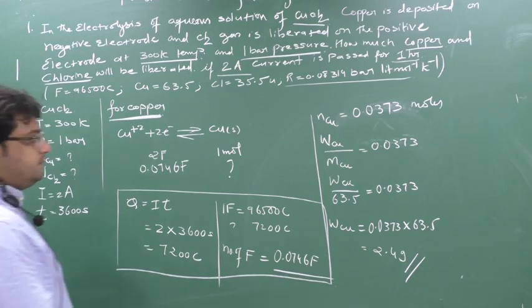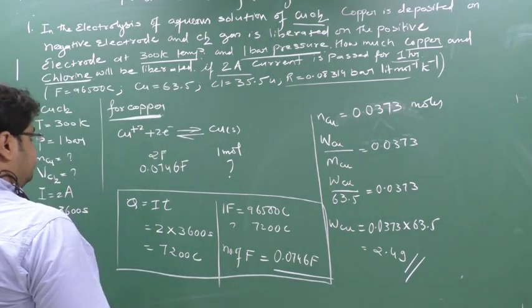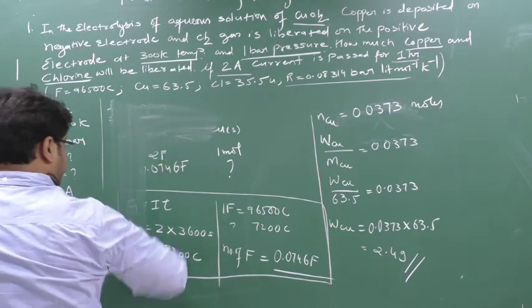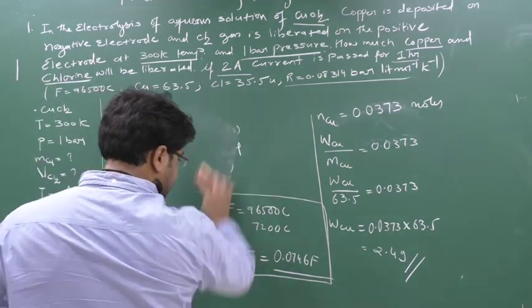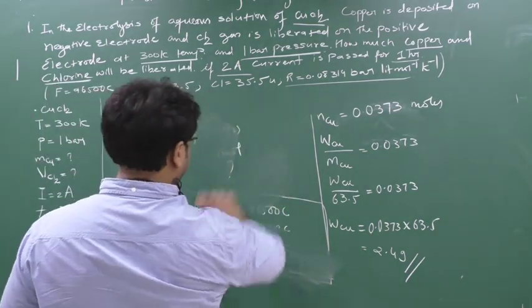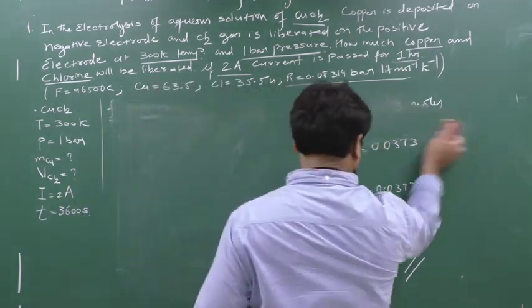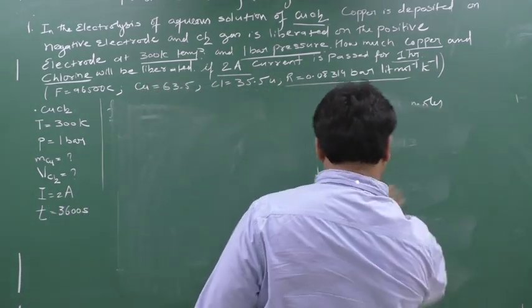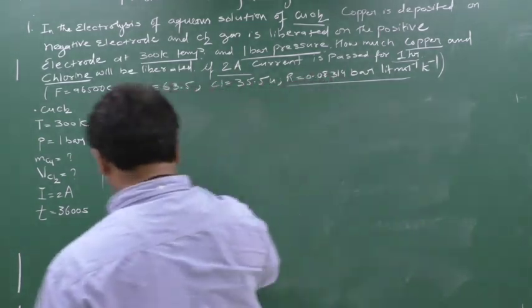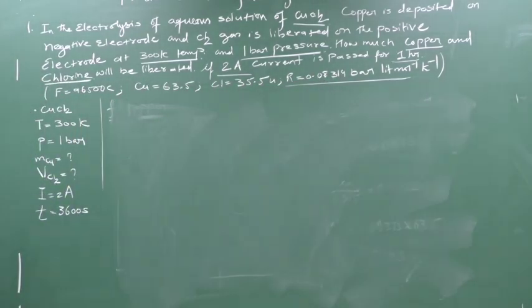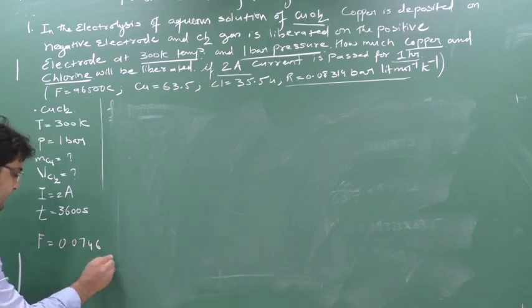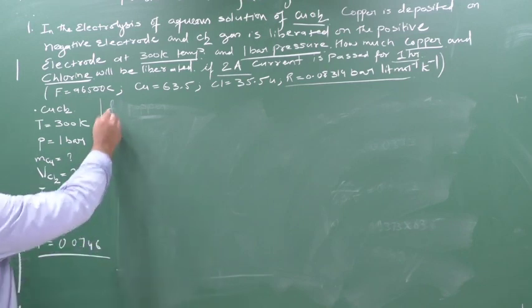Clear? Now see here. I hope you have written this. Remember this: the number of Faradays we are supplying was 0.0746. Clear? Now see here for chlorine.